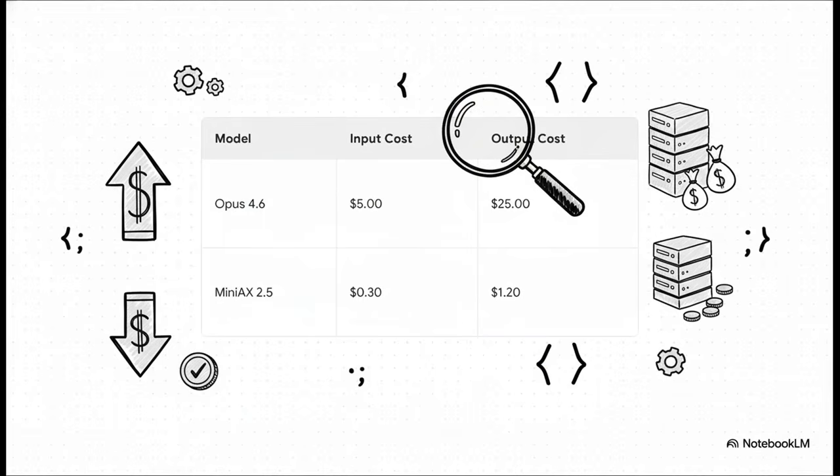And this right here, this is the whole story. Just look at these numbers. To process 1 million tokens, which is a lot of code, Opus 4.6 costs you $5 for the input and a whopping $25 for the output. Mini-X 2.5, 30 cents on the way in and $1.20 on the way out. It's no contest. You're getting near premium performance for pennies.